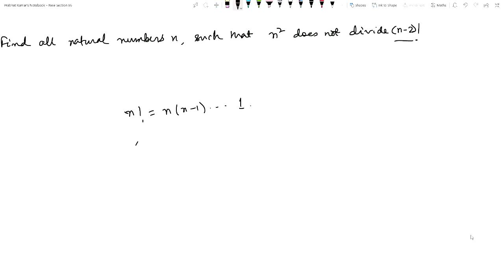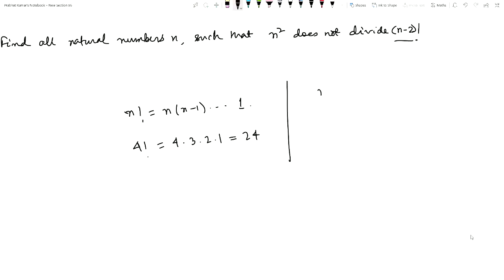So 4 factorial will be 4 into 3 into 2 into 1, which is 24, or we can write it in reverse also, like 1 into 2 into 3 into 4. So this is the concept of factorial, right? So let us see.